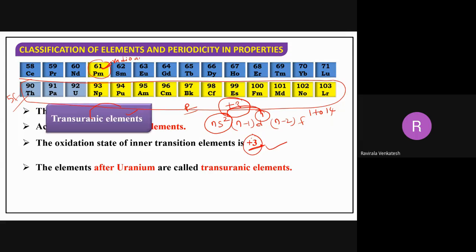Now, the elements after uranium are called transuranic elements. What is the meaning of transuranic elements? It means that after uranium, all are radioactive elements. That is the meaning of transuranic elements. The elements after uranium, from here, are all transuranic elements.